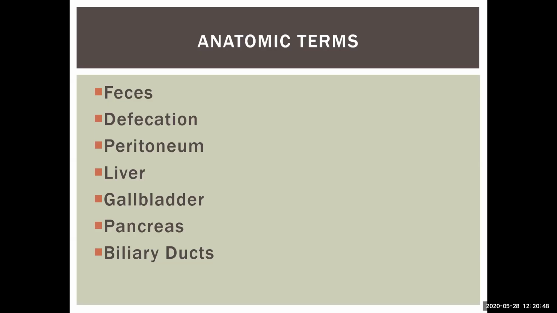Gallbladder is a receptacle that stores and concentrates the bile produced in the liver. We can live without that. Pancreas is a gland that secretes pancreatic juice into the duodenum via the pancreatic duct, where it mixes with bile to digest food. We also need that to survive. And then the biliary ducts are ducts that convey the bile, including the common hepatic, cystic, and common bile ducts.